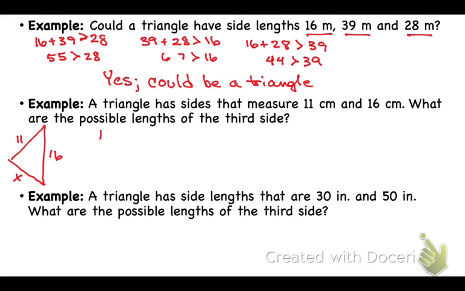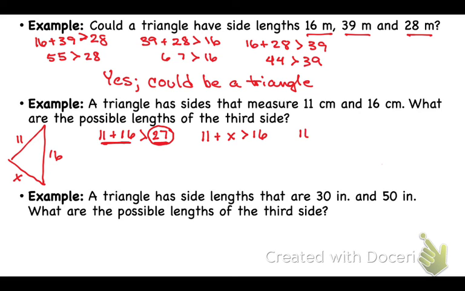Well, if I added 11 plus 16, this has to be greater than the third side, 27, yes? Yes. Okay, so this side over here has to be less than 27. It could be 16, or it could be 26.9, couldn't it? Is that less than 27? But we also have to think about 11 plus x has to be greater than 16, yes?